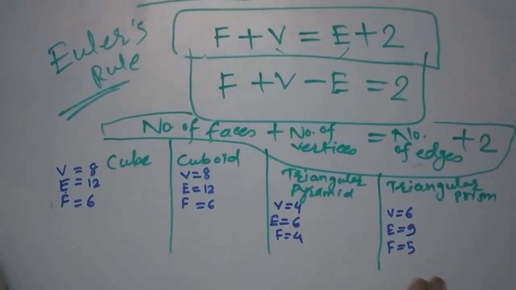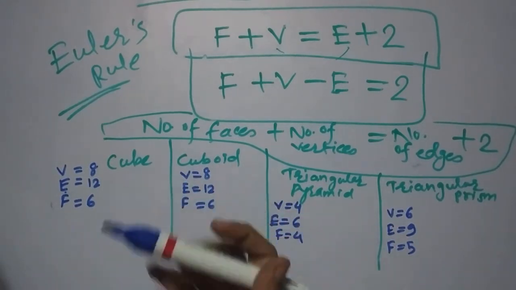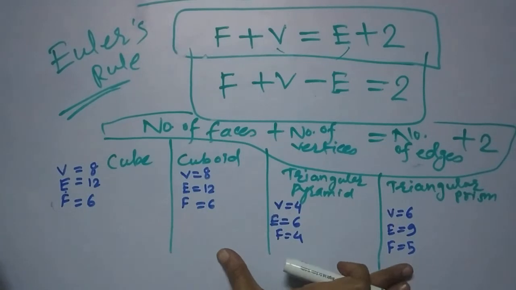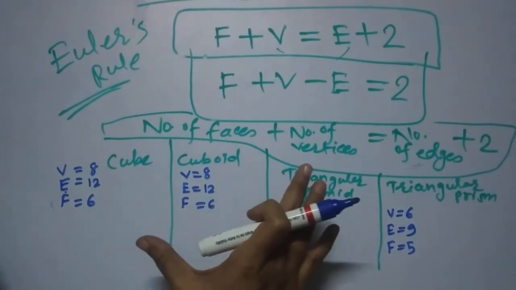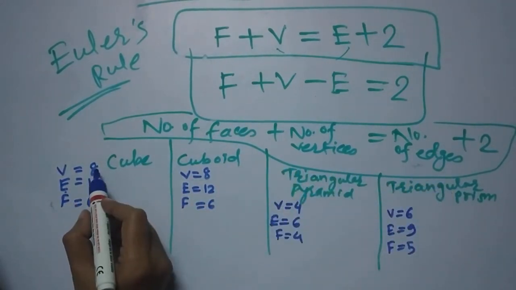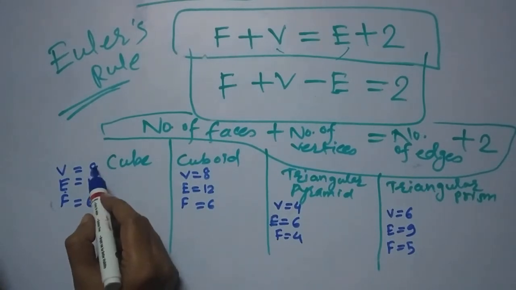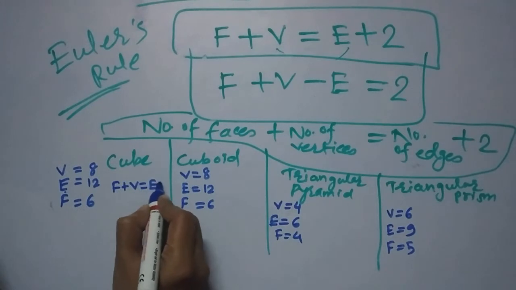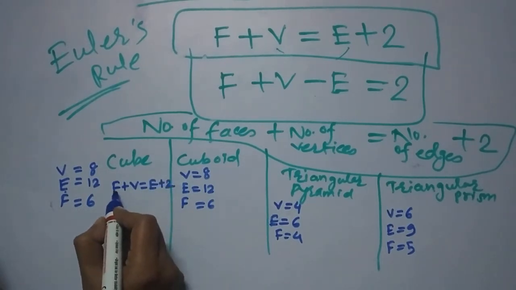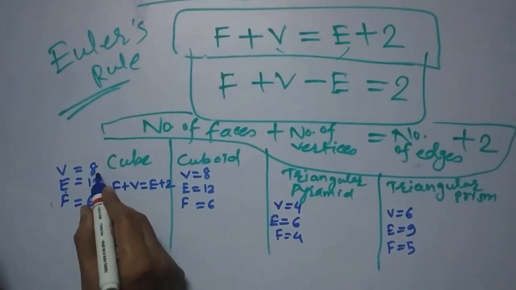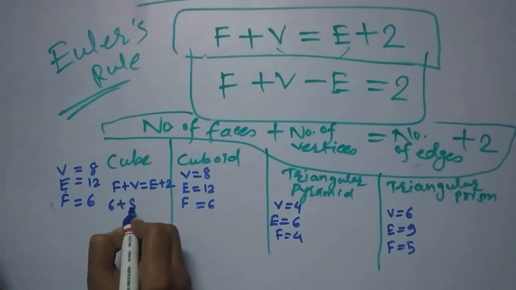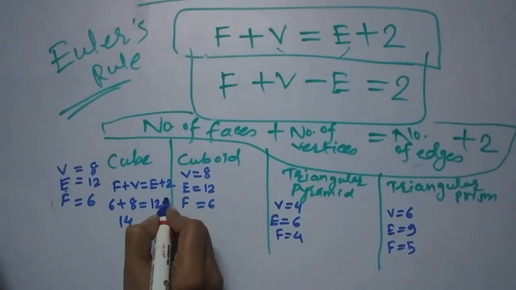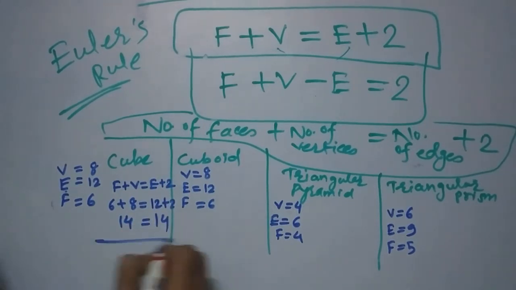So for these examples you can also prove Euler's rule. Euler's rule gives interesting facts about the relationship between the faces, vertices and edges of solids. So here you can get the idea: faces plus vertices, F plus V, is equal to E plus 2. Here F plus V means 6 plus 8, which gives 14, and edges are 12 plus 2, which is also 14. So in this case it is true.